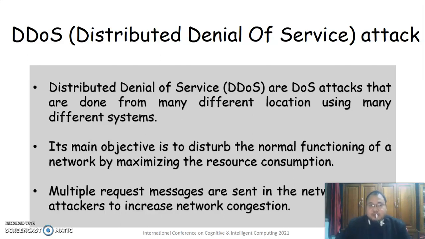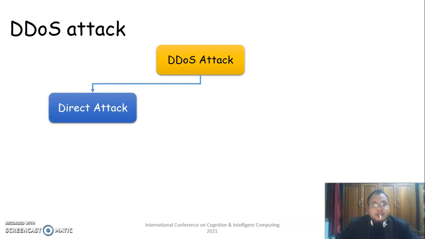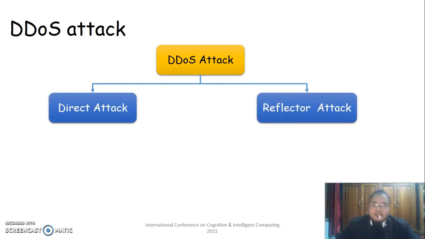So now we have seen DoS attack and DDoS attack. In a DoS attack, a single attacker or a system is used to target the network or its component. Whereas in case of a DDoS attack, multiple attacks are done from multiple locations. Now moving on, a DDoS attack can be further classified into two types. The first one is the direct attack and the second one is the reflector attack.